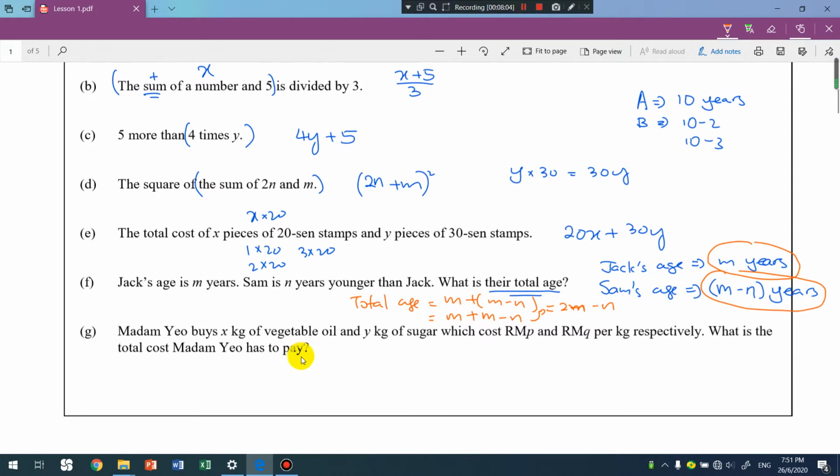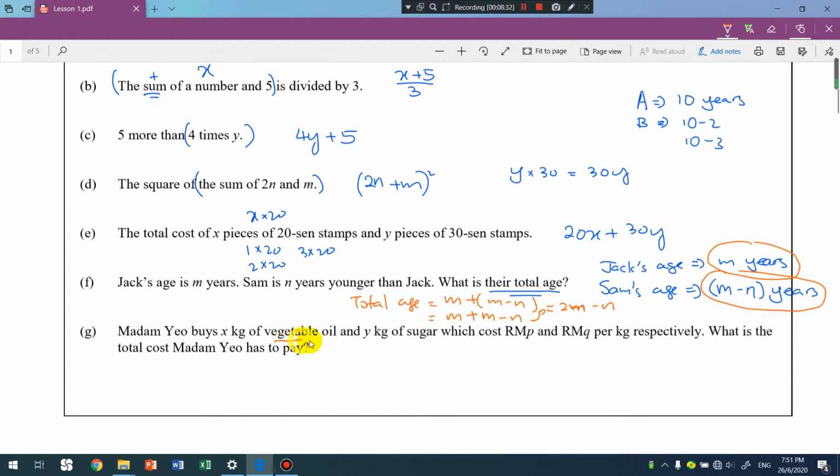Let's proceed to G. Madam Yo buys x kg of vegetable oil. If you feel that this type of question is complicated, when some students look at the given situation being very long, they start to feel afraid of it. Actually, you can do it this way: write down all the important information first.